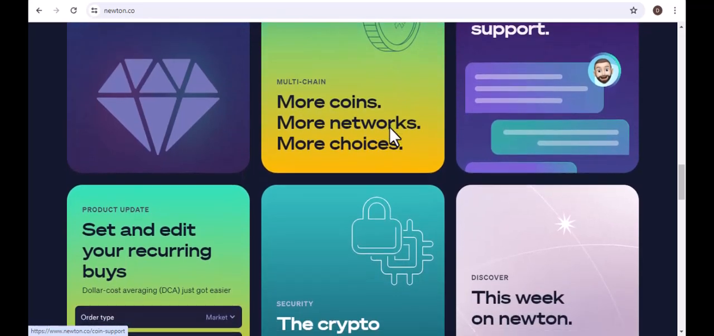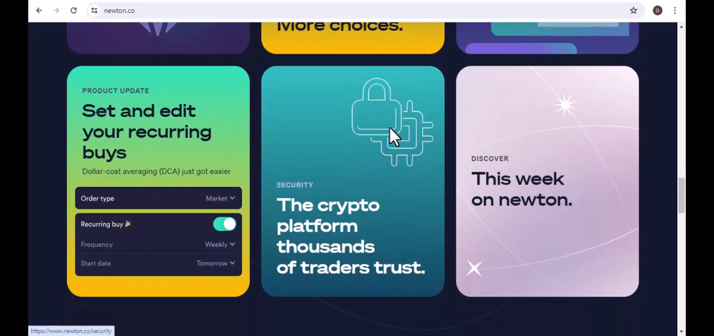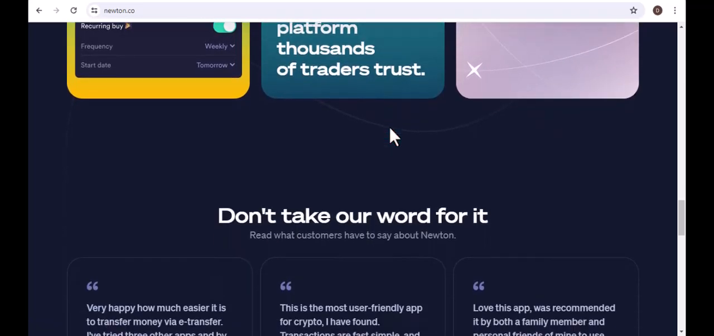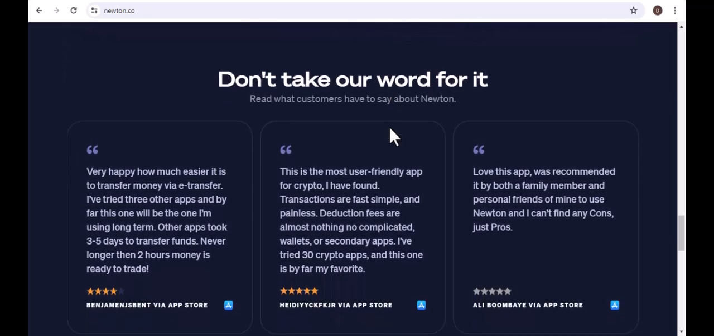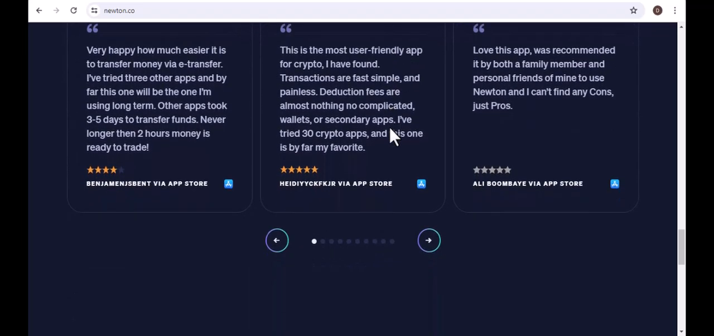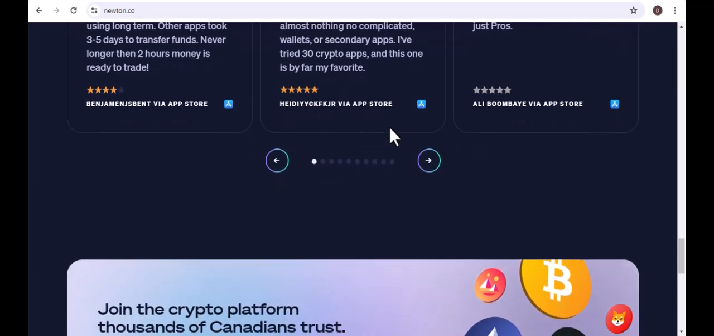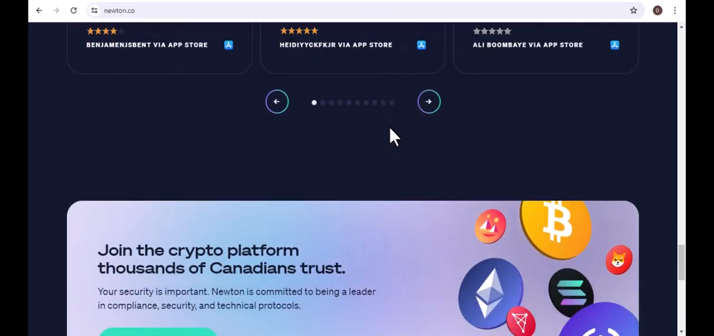Step 1. Access your Newton account. The first step is simple: log into your Newton account. You can do this either through their website on your computer or via their mobile application on your smartphone or tablet. Ensure you are using your correct login credentials, your registered email address, and password.